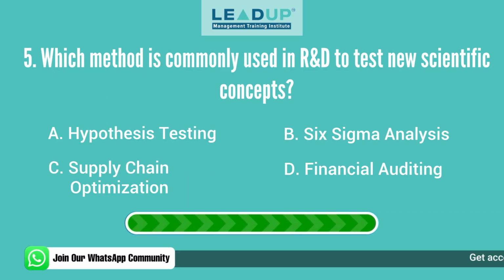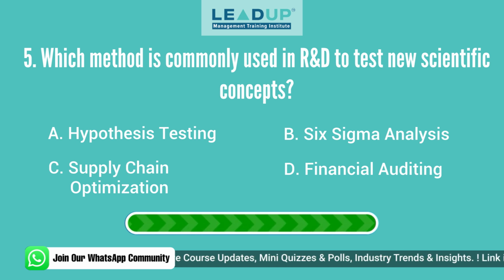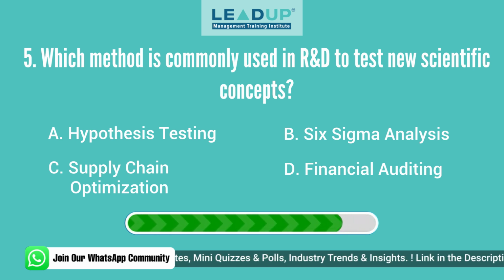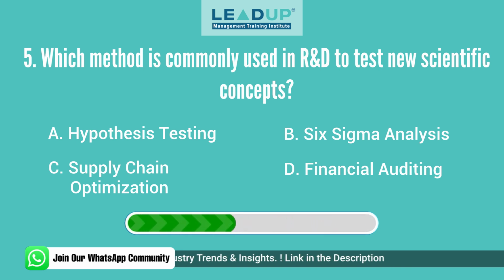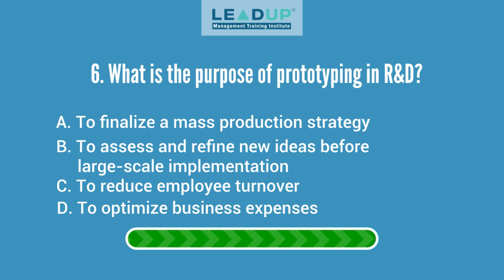Question 5. Which method is commonly used in R&D to test new scientific concepts? A. Hypothesis testing. B. Six Sigma analysis. C. Supply chain optimization. And D. Financial auditing. Answer: hypothesis testing. Question 6.